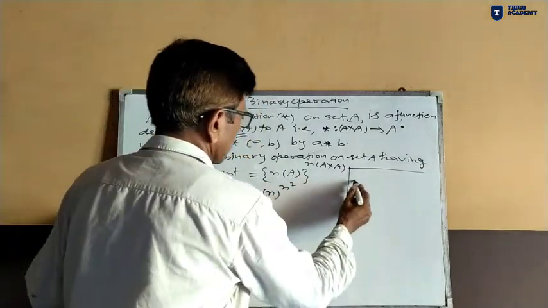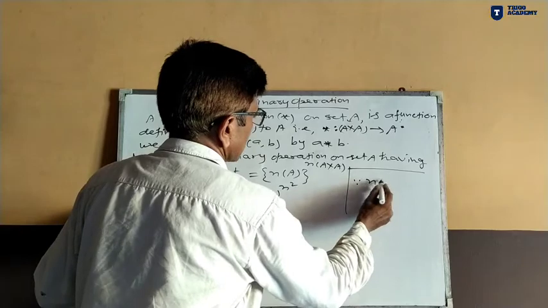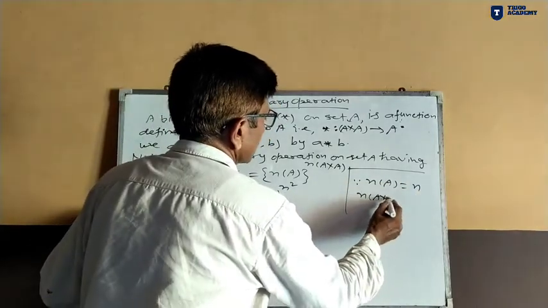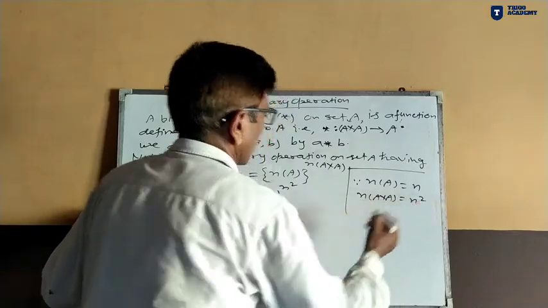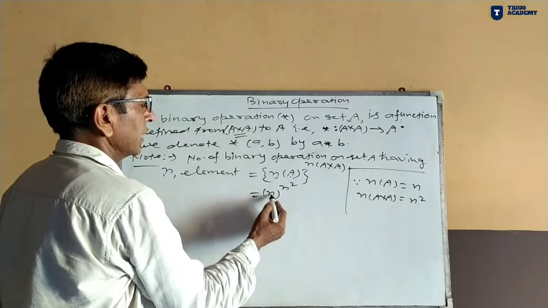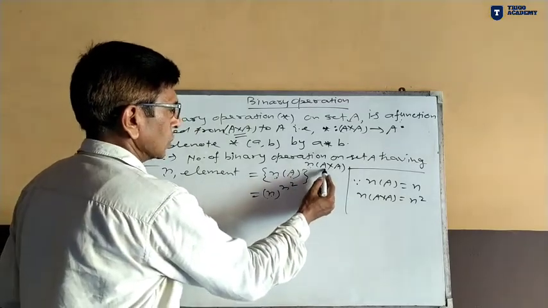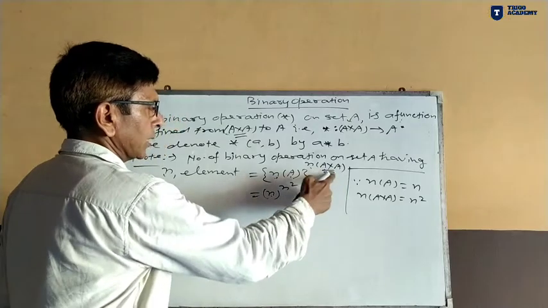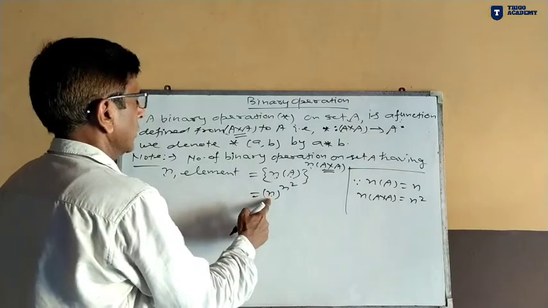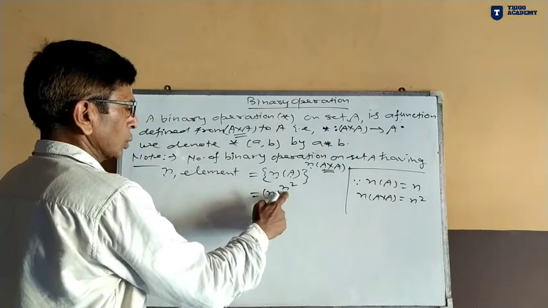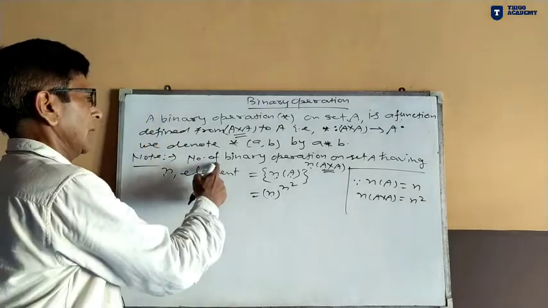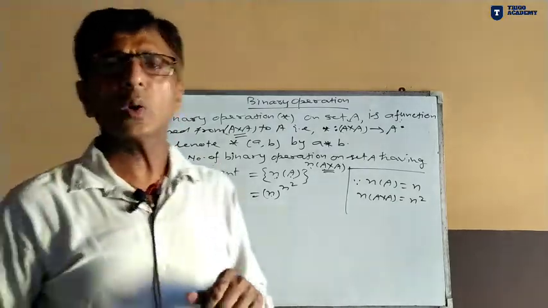Reason of this: since A has n elements, the number of elements in A cross A equals n squared. It means the value of n(A) is n, and n to the power number of elements in A cross A will be n to the power n squared. Due to this, the formula will be n to the power n squared. So through this formula we can find the number of binary operations on any set.